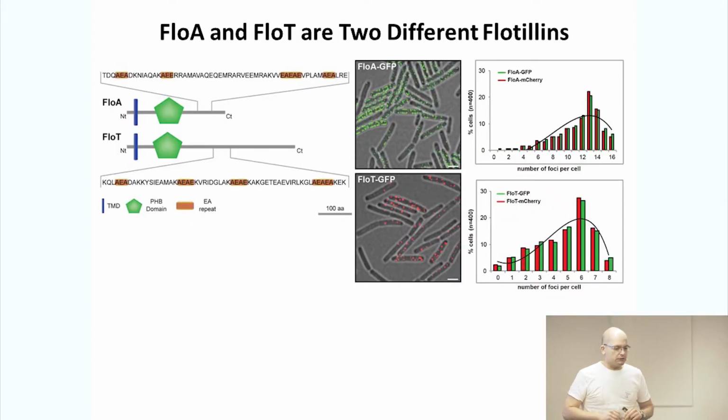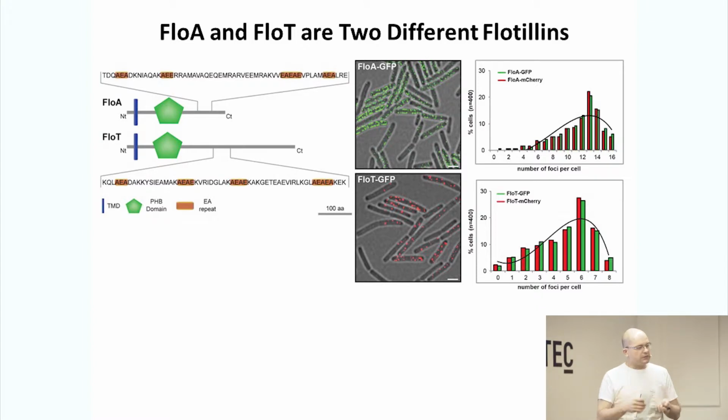This is the status of what we think the regulation of the two flotillins in Bacillus subtilis is. One flotillin, FloA, the one up there, is constitutively expressed. We always have it there. The number of foci never changes. The other one, FloT, changes because it's controlled by a signaling pathway. So we have more expression of FloT when cells enter stationary phase. It has to have consequences. There's got to be a reason why there are two differentially expressed flotillins.